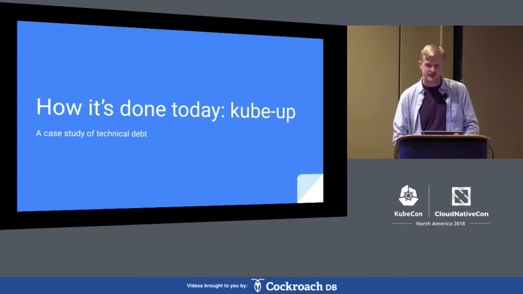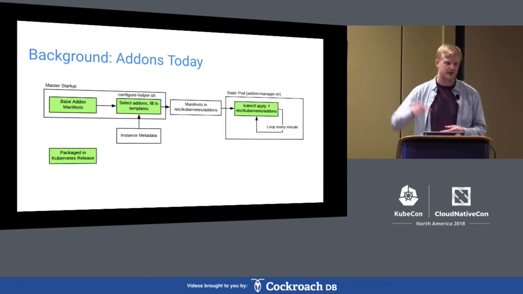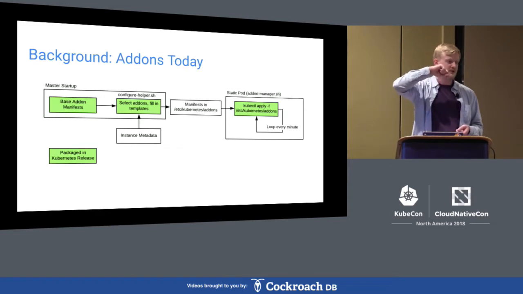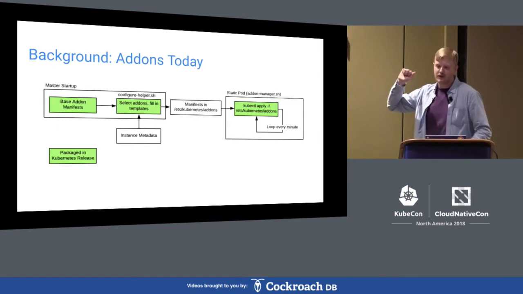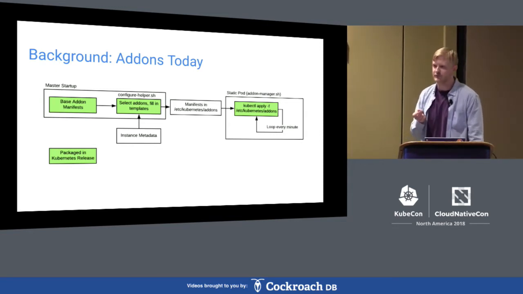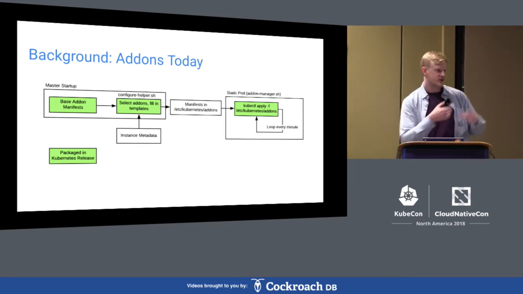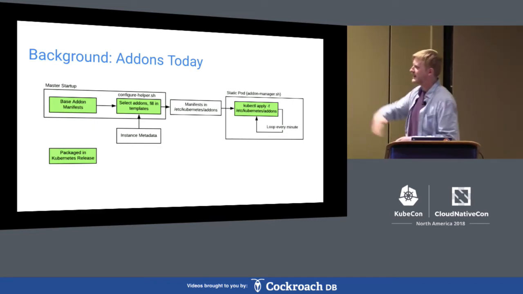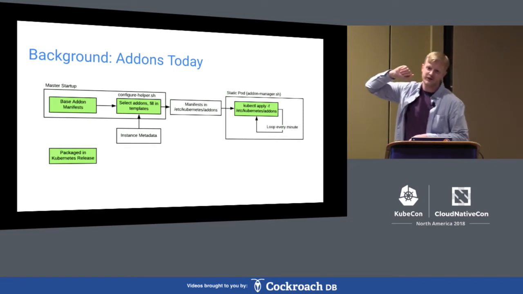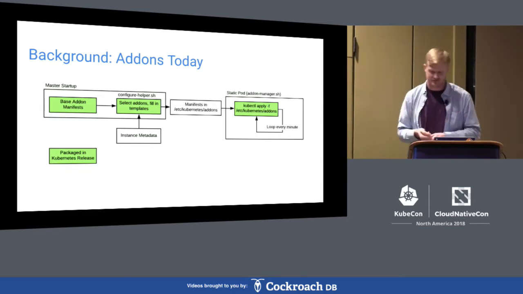So let's talk about how it's done today. We're going to talk about kube-up, but this applies pretty well to minikube as well. Today we package all these add-ons in the Kubernetes release. So if you look at these green boxes here, that's in the Kubernetes tarball. On the startup of our master VM, we extract some of those YAML out of there, and we run them through this bash script. This bash script is a few thousand lines long, and it's extracting out which add-ons you want to deploy. It's applying some sed to them and sticking them in this special folder. That special folder is picked up by the kube-addon-manager, and every minute or so, it does kubectl apply.